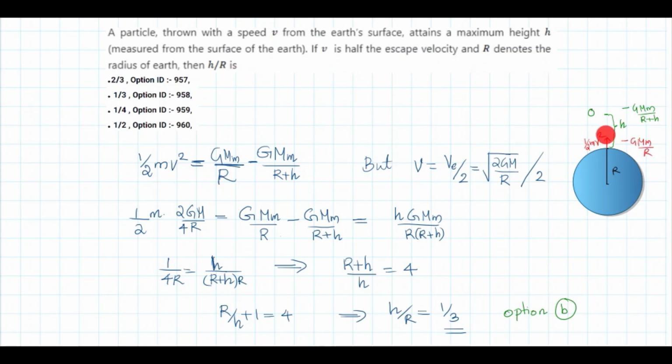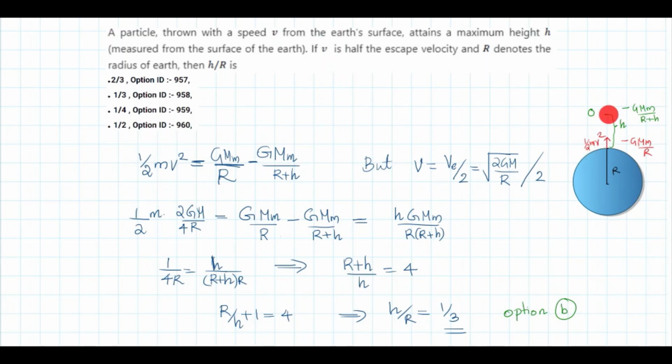The idea behind this question is conservation of energy. You know that when this particle is thrown from the surface of Earth, it will have some kinetic energy. When it attains the maximum height, its kinetic energy becomes 0. So there is a change in kinetic energy, and that will be converted as potential energy, because gravity is a conservative force. Total mechanical energy should be conserved. That is the basic idea. The kinetic energy on the surface of Earth is half mv square.